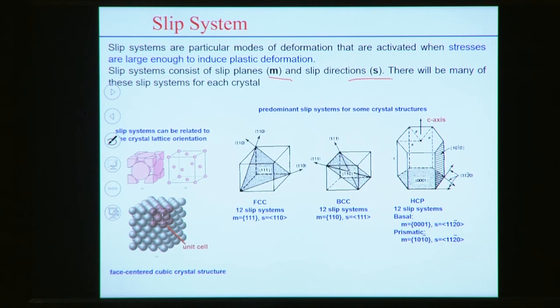Slip systems can definitely be related to the crystal lattice orientation. So, because of the symmetric nature of the crystal lattice, if we look into that, slip can occur in several orientations.